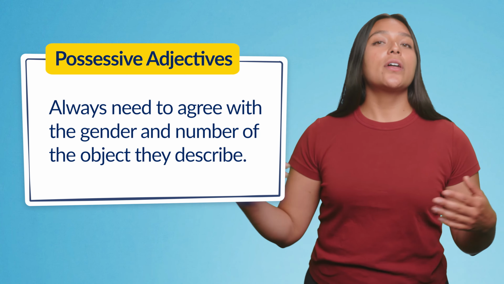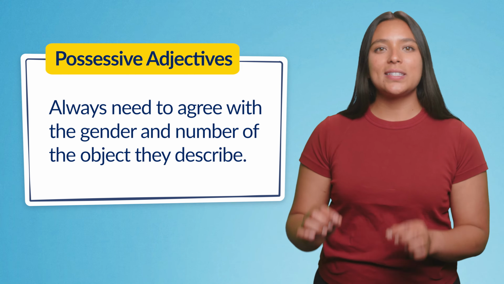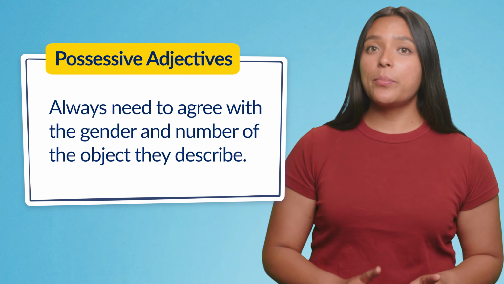These are the Spanish possession words which will seem most familiar to English speakers since they're used essentially the same way, just before the object which is possessed. As with other Spanish adjectives, our possessive adjectives always need to agree with the gender and number of the object they describe. Let's check out this table which lists all the different short form adjectives and how they look when they are masculine, feminine, singular, or plural.